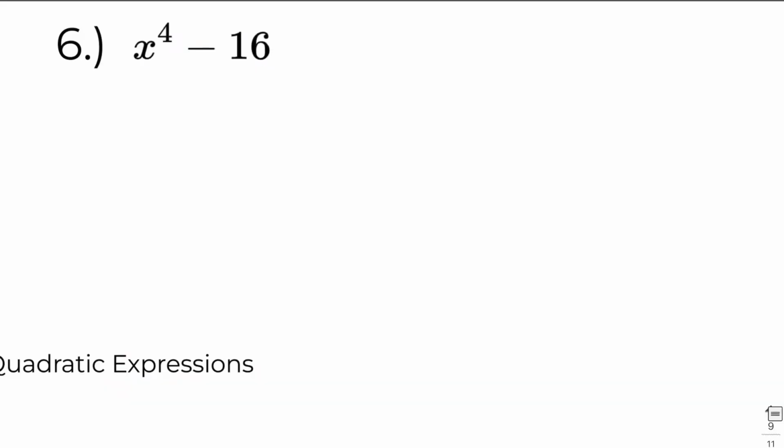All right, our last example on this page is x to the power of 4 minus 16. It is a binomial. There are 2 terms.